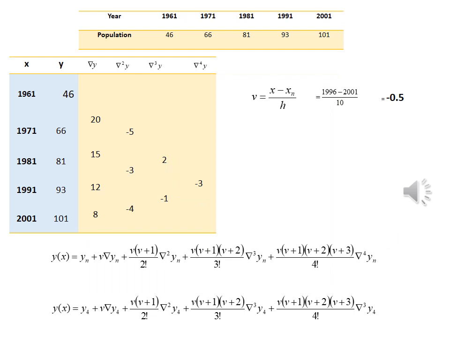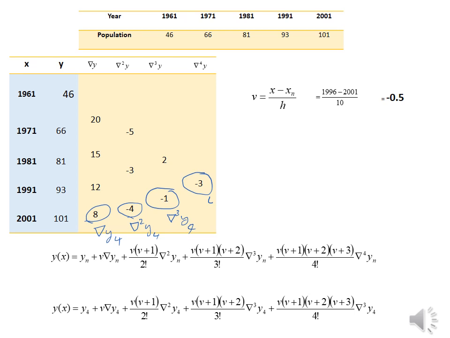Now you can calculate the value for v. v is equal to x minus xn divided by h. We are required to find the value for 1996, so x is equal to 1996, xn is equal to 2001, divided by h. h is the difference or interval, so it is 10. So after all we get v is equal to minus 0.5.